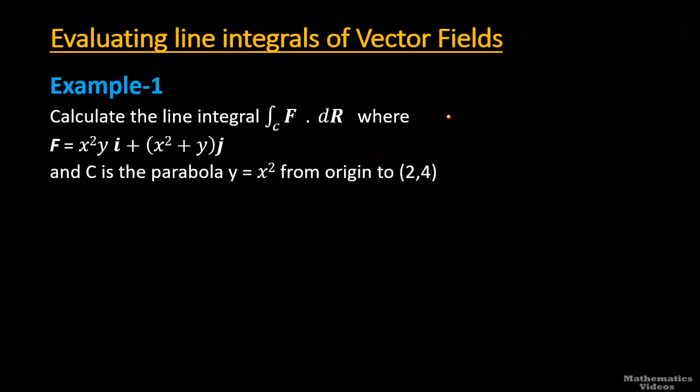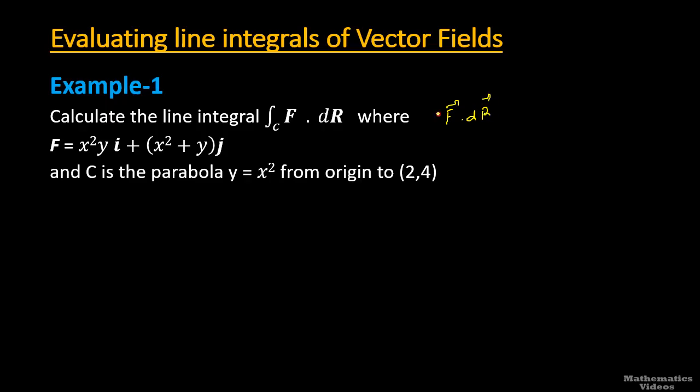In the first method, we will use the definition of the line integral of the vector field f over the curve C, and according to this definition, this line integral is equal to the definite integral from a to b of f dot r prime of t.